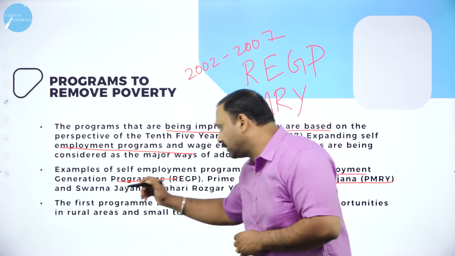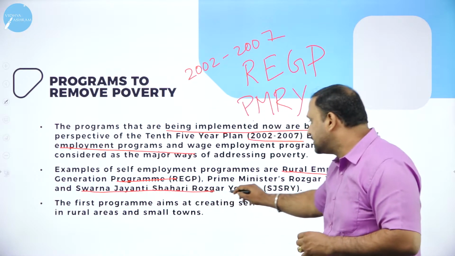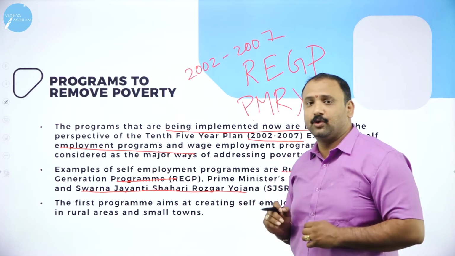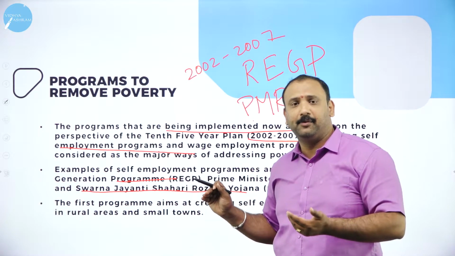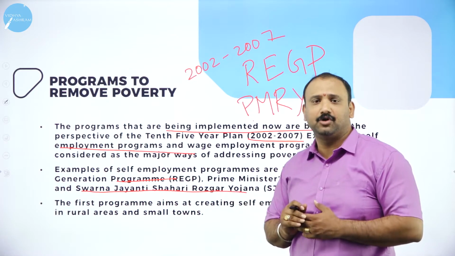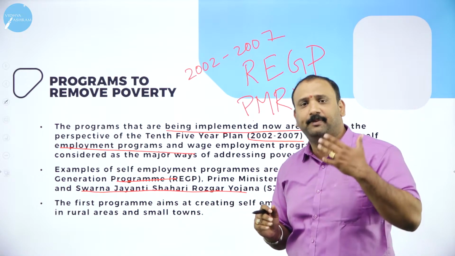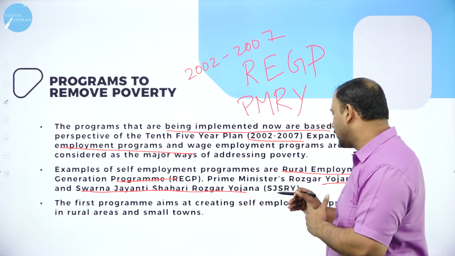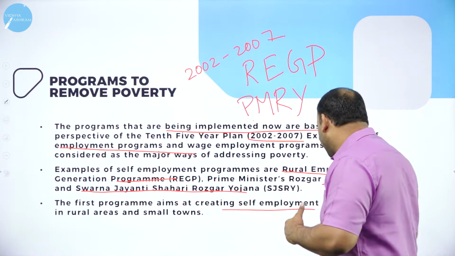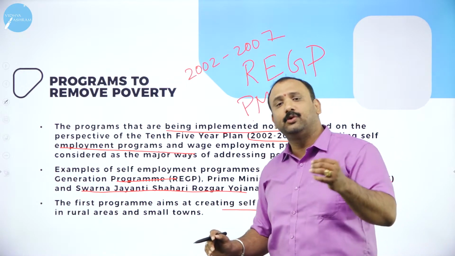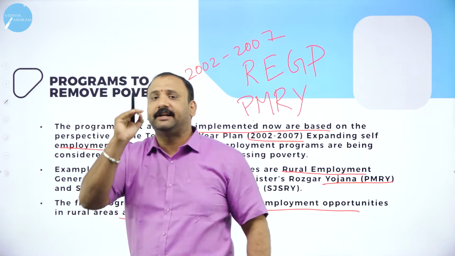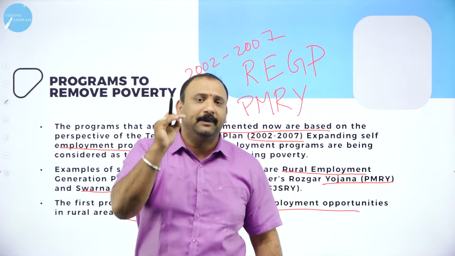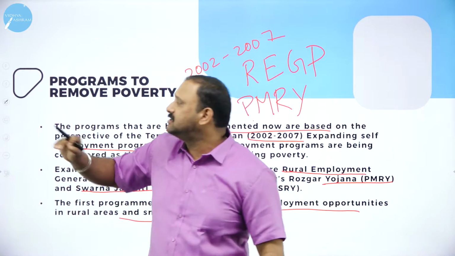Then we also brought in programs like the Swarna Jayanti Shahari Rozgar Yojana, which is also important in terms of lifting people out of poverty, giving them some jobs, giving them factors of better livelihood. These were the first programs creating self-employment opportunities in the rural areas and in the small towns. So we concentrated on bringing up employment in the rural segment and in the small towns.